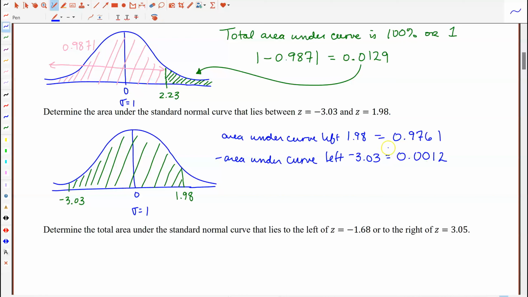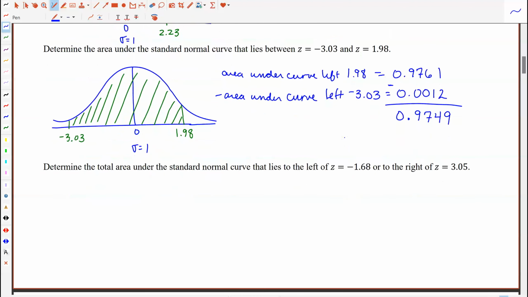So 0.0012 is the value that I want to subtract off of that other area that I found. And when I subtract those values, we end up with an area of 0.9749. All right, very good. So let's take a look at one more example.